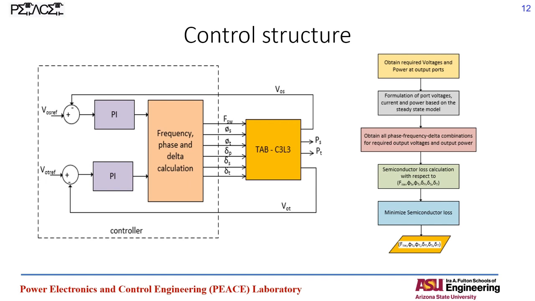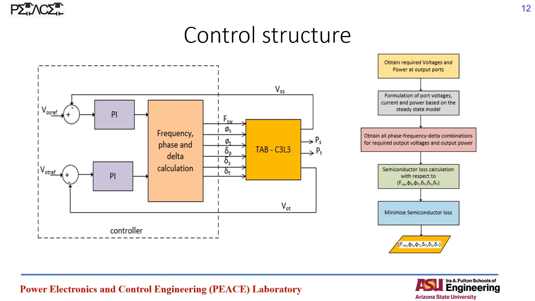Once that is obtained, we try to minimize the semiconductor losses. We select the frequency, phase, and delta which has the minimum losses possible in order to achieve that same power and voltage. Based on the lowest losses, we choose the frequency, phase and delta which is required. So that is how the frequency, phase, and delta calculation block works. That brings me to the end of the conclusion of this slides.